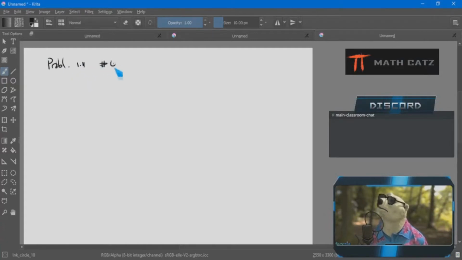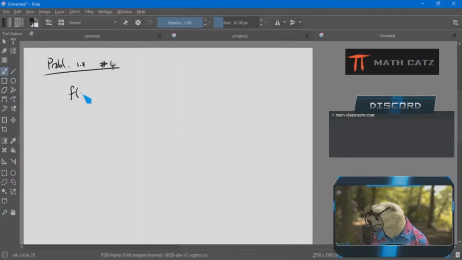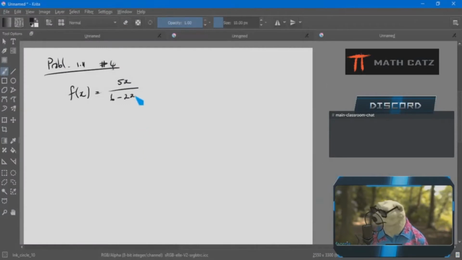Number 4, and it is f of x equals 5x over, I believe it was this, I don't remember exactly. Yes, it is. Okay, 6 minus 2x. Now, at the very start, I just want to see things in a consistent way. And the way I always want to see it is descending powers of x. So the leading term here is negative 2x. They're just shuffling it around to confuse me. I will not fall for it.